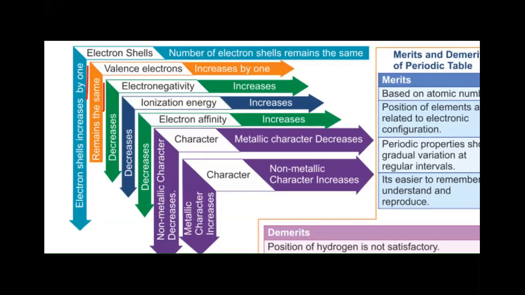Valence electrons. Remember, valency will first increase and then start to decrease. Electronegativity, ionization energy, electron affinity, all of these are increasing when you're going across the period. All the 3 periodic properties are decreasing when you're going down the group. In a way, you can see ionization potential is directly proportional to electron affinity, which is directly proportional to electronegativity. So they are all the same.